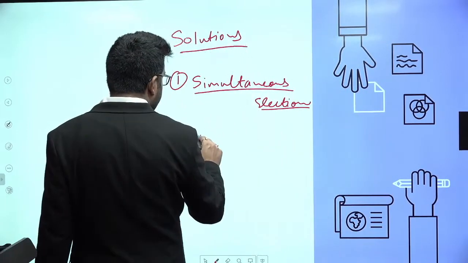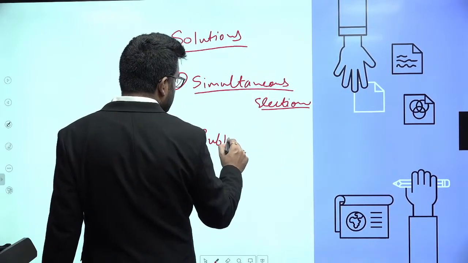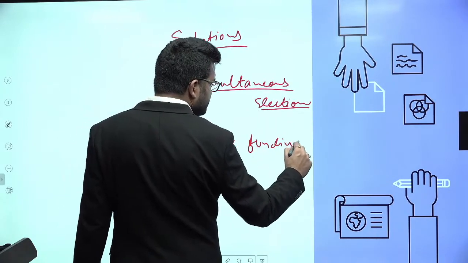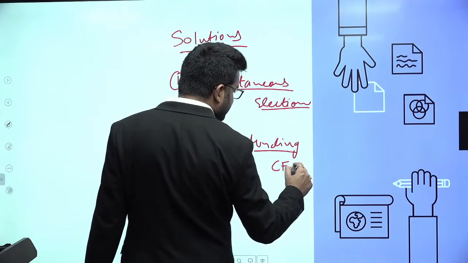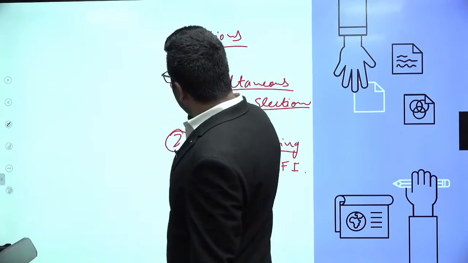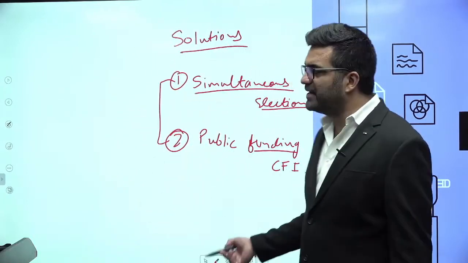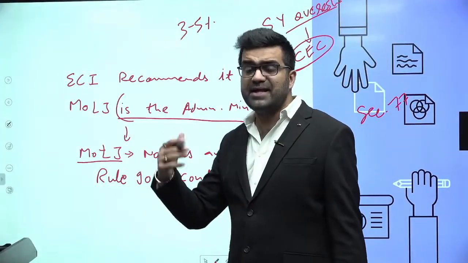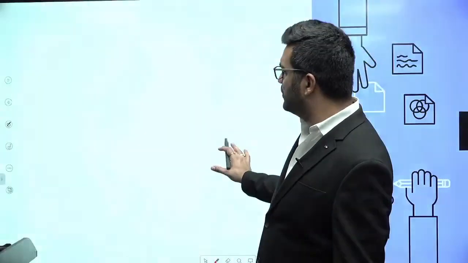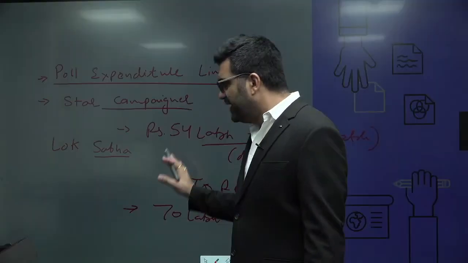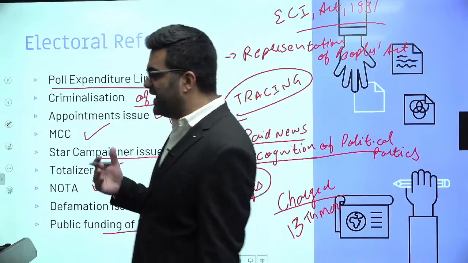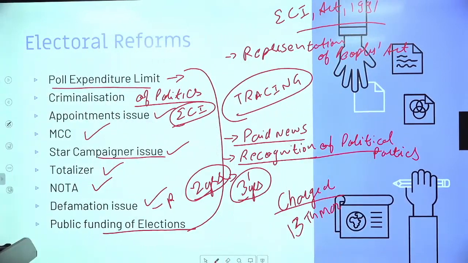Second way could be public funding of election. Dinesh Goswami Committee, 1990s. Public funding means should the elections be funded from Consolidated Fund of India? Alright, so all these issues are intertwined. It is a bundle of reforms. That is why we are taking the ECI as a whole story. Election Commission of India, issues related to it. So issue based approach to current affairs will help you cover this issue in its entirety.